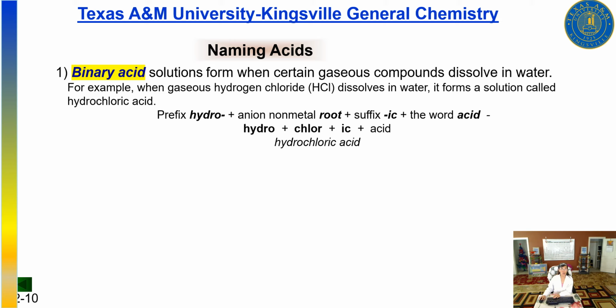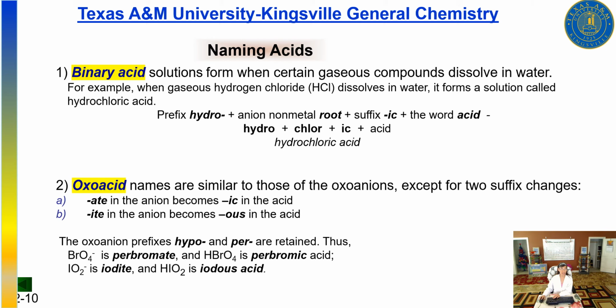Change your chloride to chloric, followed by the word acid. So hydrochloric acid. Hydrochloric acid for this HCl, which is dissolved in water. You have hydrobromic acid, hydrofluoric acid, hydroiodic acid, etc.